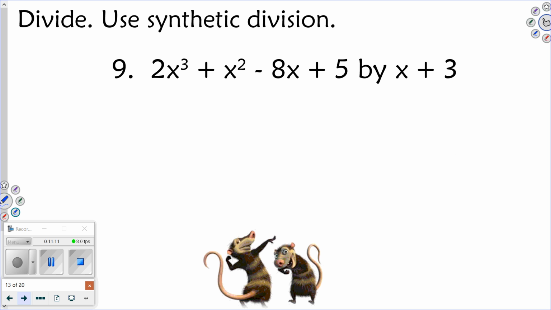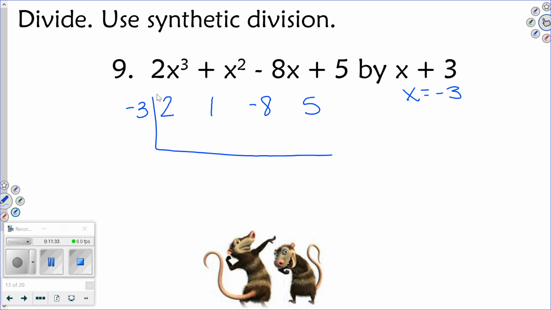Number 9. Anything missing? Any zeros? Nope. X cubed, x squared, x to the first, constant. I have everything in order. So we'll put up our coefficients. What are we dividing by? Negative 3, because x equals negative 3 if I solve. Why don't you guys try this one on your own then from here?